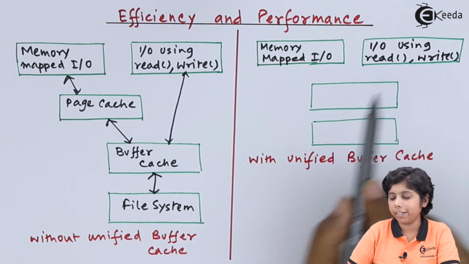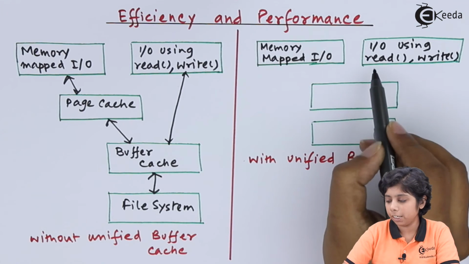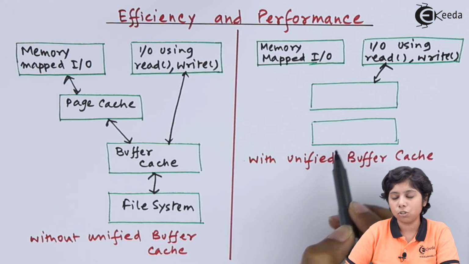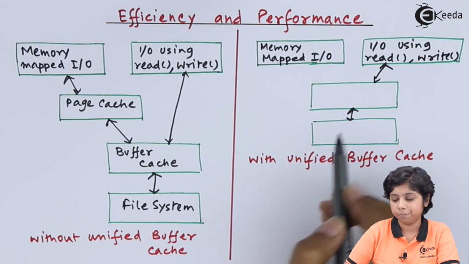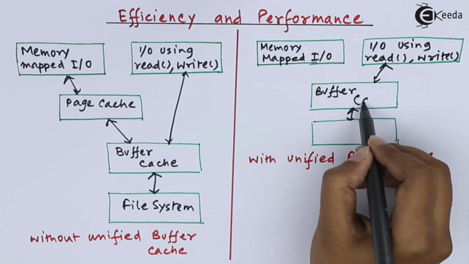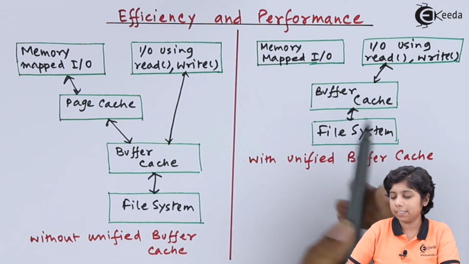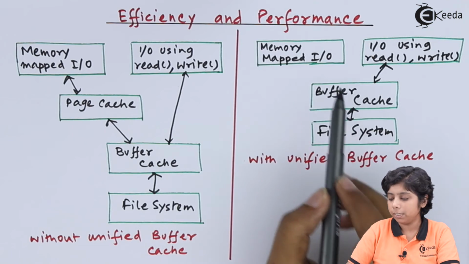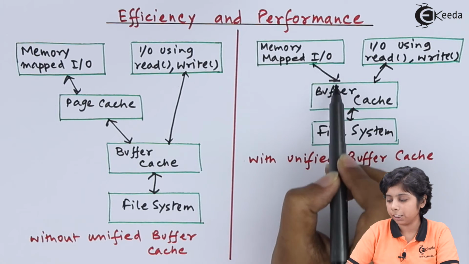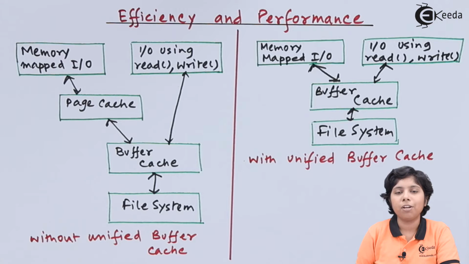So now the read and write using the IO will be moved to the buffer cache directly to interact with this file system cache. And now the file system can interact with the memory mapped IO directly via the unified buffer cache with the virtual memory system implementation. Now it will generally reduce the CPU and IO cycles, as well as reduce the wastage of memory that is required for double caching.